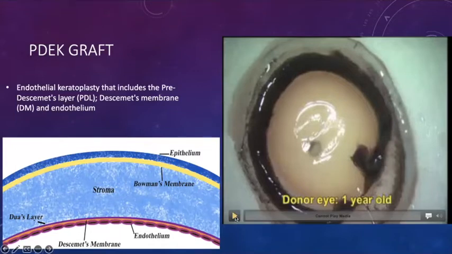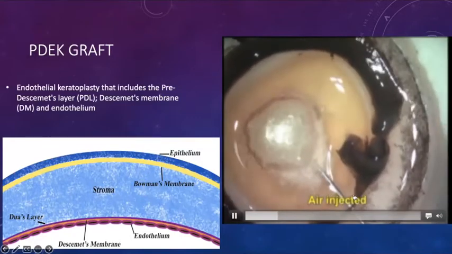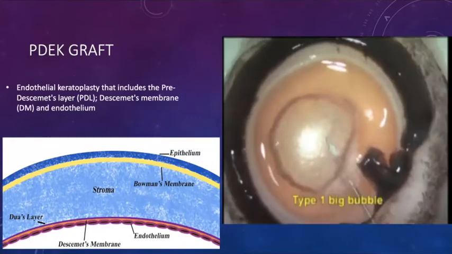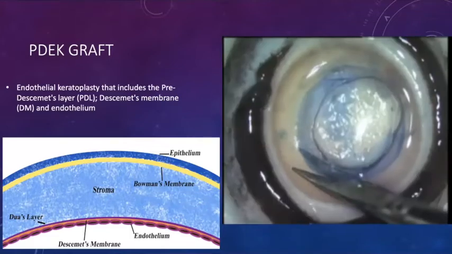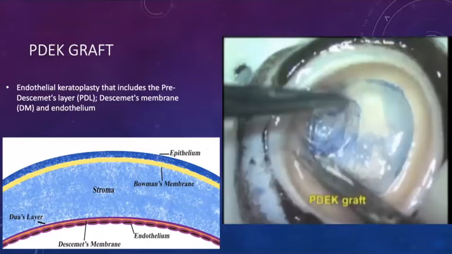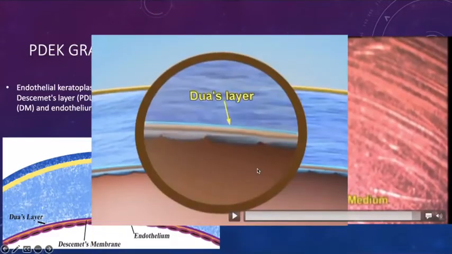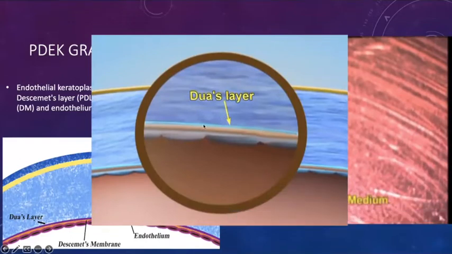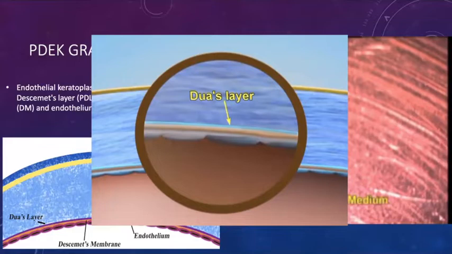The other special point about the PDEK graft is that you can have donor eyes which are really young. We've used donor eyes as young as 1 year or even 9 months to create PDEK grafts, and that, we know, gives you a huge reserve of endothelial cells which can be transplanted into the patient's eye. So the Dua's layer is what adds to the PDEK graft, and that's what distinguishes it from the DMEK graft. It was described first by Harminder Dua, of course, in his landmark paper.